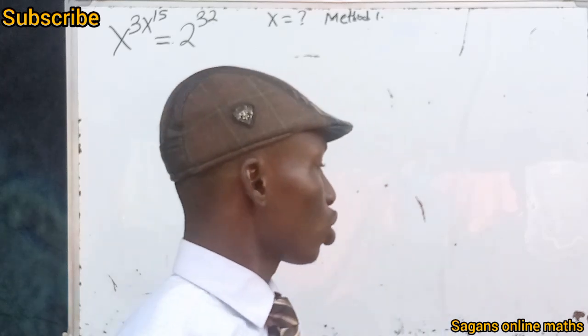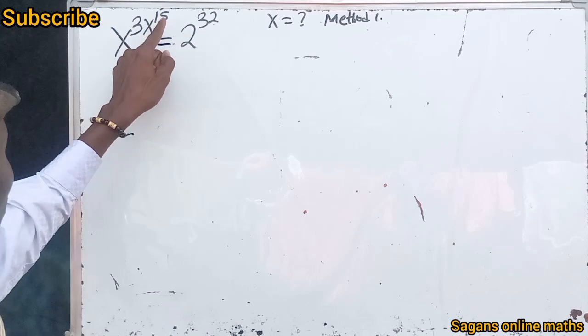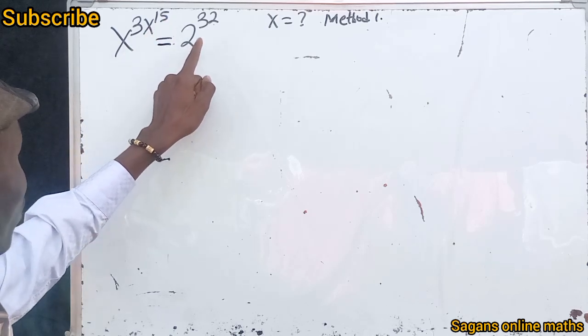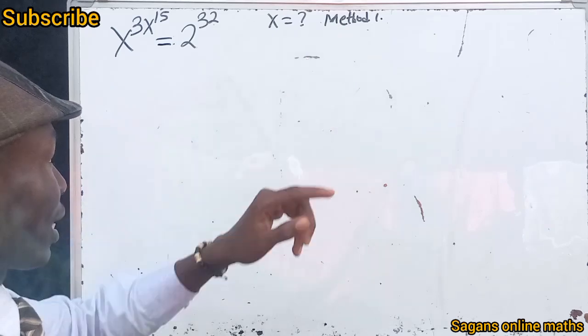I'm going to use two methods to solve this problem on the board. Now let's consider this question on the board. Look at what you are given. You are given that x to the power of 3x to the power of 15 is equal to 2 raised to the power of 32. We are asked to find the value of x. This is method 1.